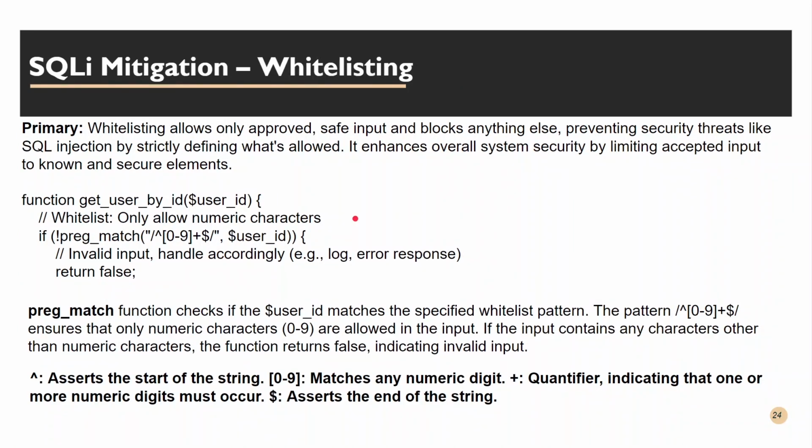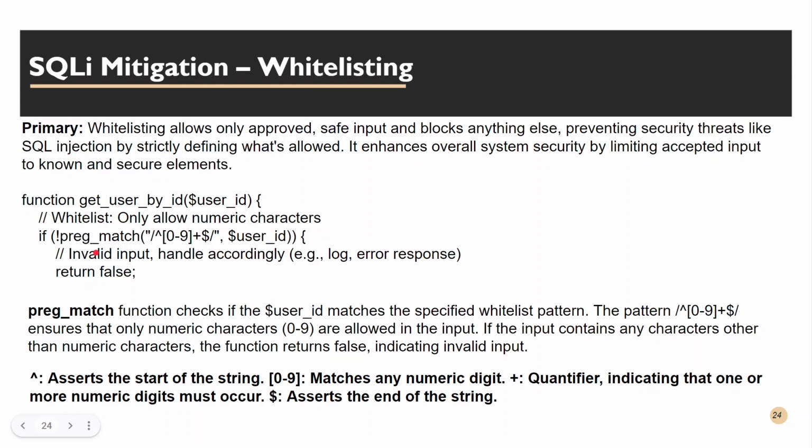We also have another method of mitigating against SQL injection, and this is called whitelisting. Whitelisting allows only approved safe input and blocks anything else, preventing security threats like SQL injection by strictly defining what is allowed. It enhances overall system security by limiting accepted input to known and secure elements. Now let's take a look at how this can be implemented. We can have a function declared with the function name getUserById, and we have a parameter as an argument, which is the user ID. Now if we want to perform whitelisting to only allow numerical characters, what we can do is use an if statement.